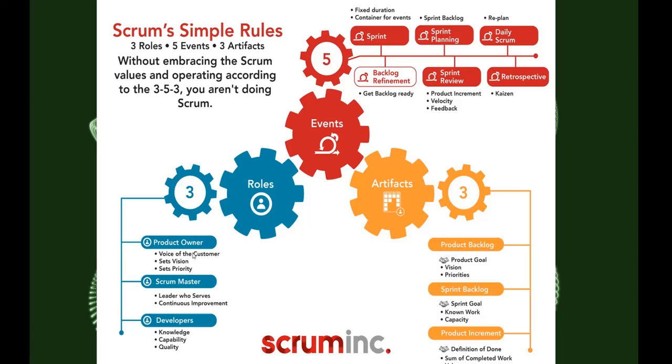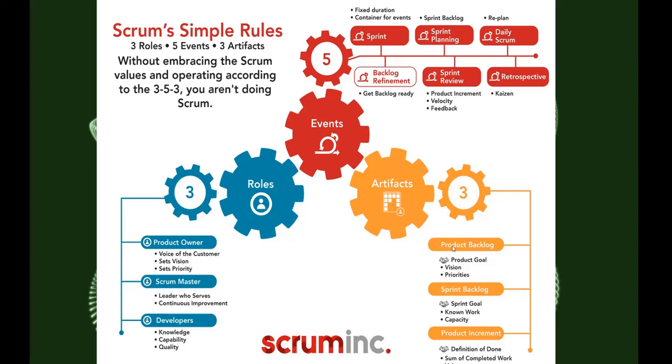Okay, again, if there is any question that in the Scrum, in the product backlog, who sets the priority? It is the product owner. No one can set the priority, only the product owner. So in here, Scrum has 3 roles: product owner, Scrum Master, developer, and then 5 events. This is the 5 events. And then 3 artifacts. These are the artifacts. So artifact means product backlog, sprint backlog, and product increment.